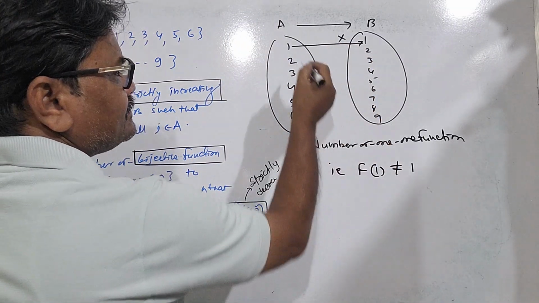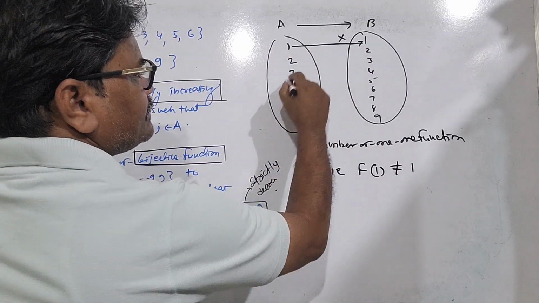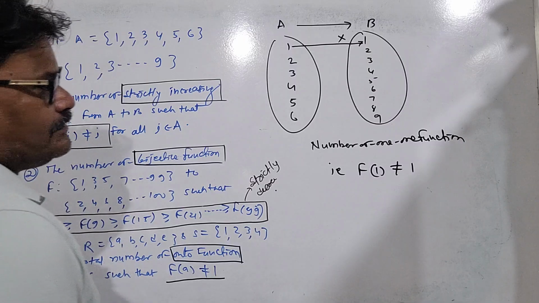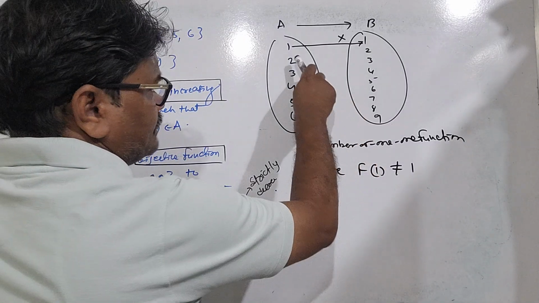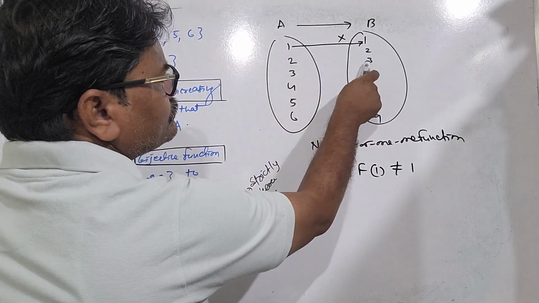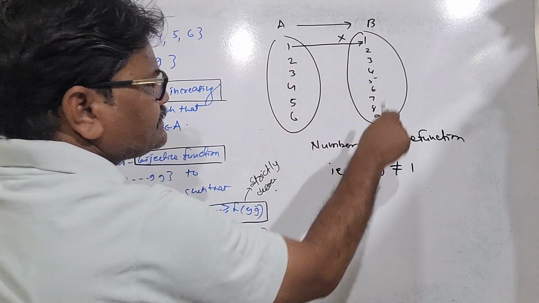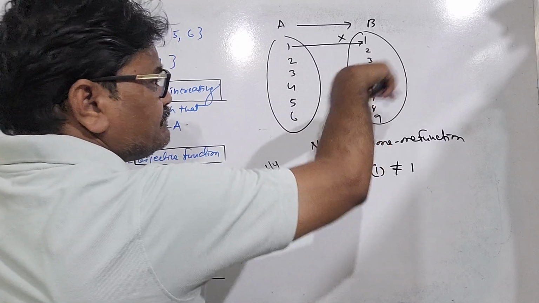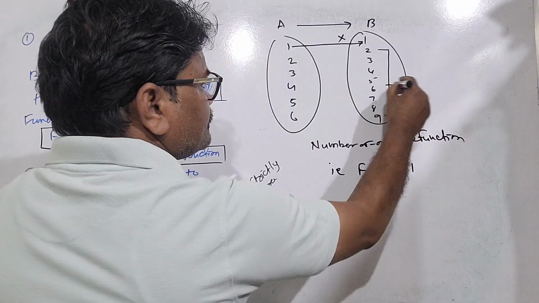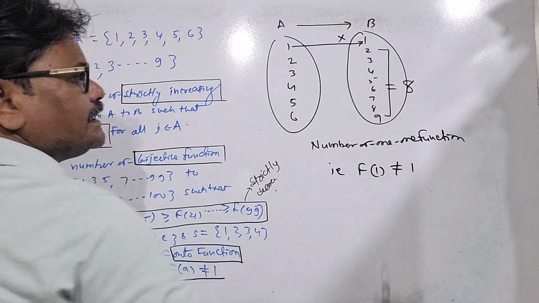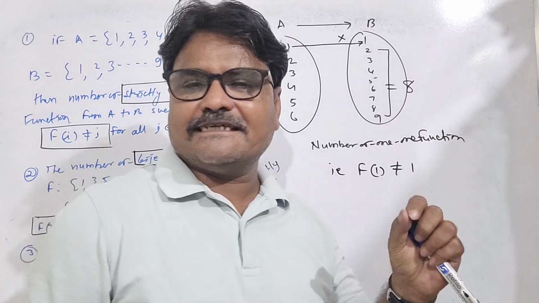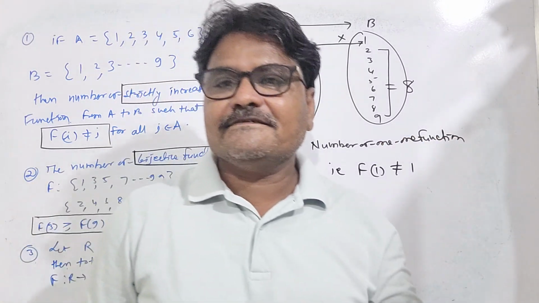So automatically 2 will go to 3 or 3 will go to 4, and like that we can find out the number of ways. 1 is going to 2, 1 can go also to 3, 1 can go also to 4 and like that. But the 6 elements we have to select from these remaining 8 elements. These are the 8 elements. 1 is deleted. So out of these 8 elements we have to select 6 elements, and definitely those 6 elements are distinct.